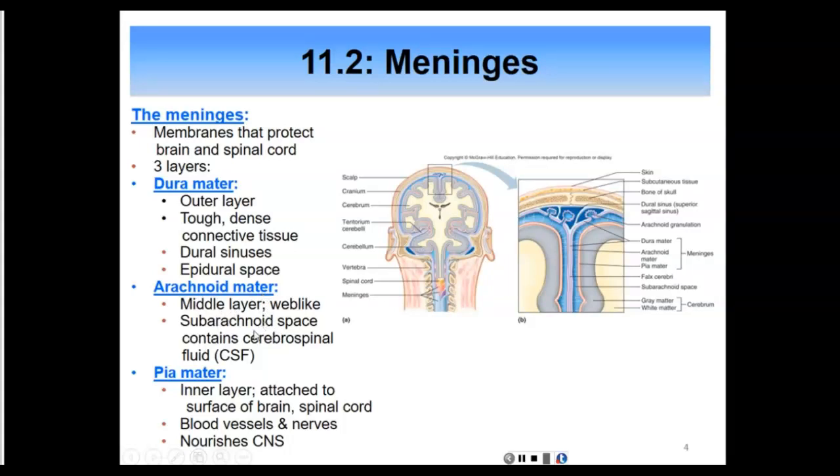And then the last layer is the pia mater, which is an inner layer, and it's attached to the surface of the brain and the spinal cord. And here you have blood vessels and nerves, and this is for nourishment to the central nervous system. So in our picture here, we have dura mater, arachnoid mater, and then our pia mater. And this blue in here is where your cerebrospinal fluid is.